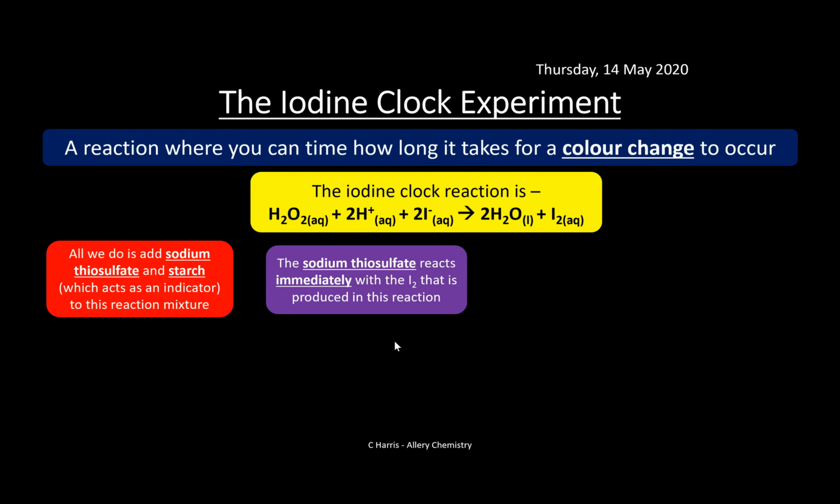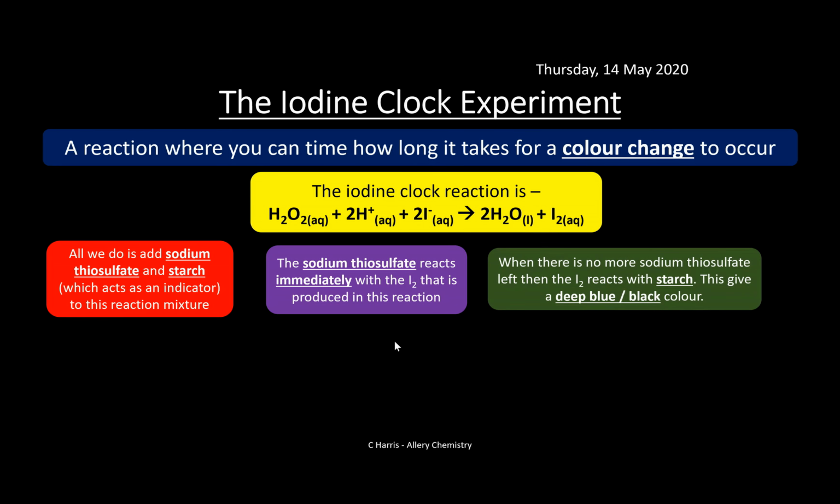We add that to the reaction mixture, and the sodium thiosulfate actually reacts immediately with the iodine that is produced in this reaction. So we produce the iodine, and the thiosulfate reacts with the iodine immediately. When there is no more sodium thiosulfate left, the iodine reacts with the starch, and this gives this deep blue-black colour like I suggested before. So once all the sodium thiosulfate has reacted and there's no more left, if we have an excess of iodine, then the iodine will react with the starch, and you get this blue-black colour.